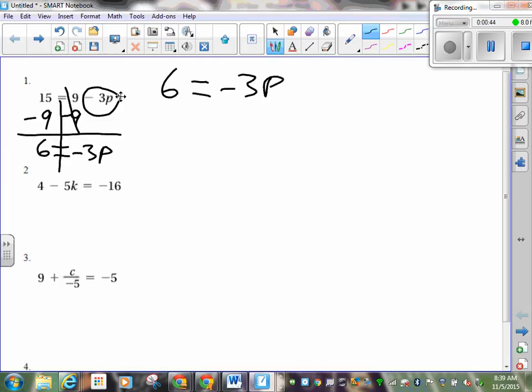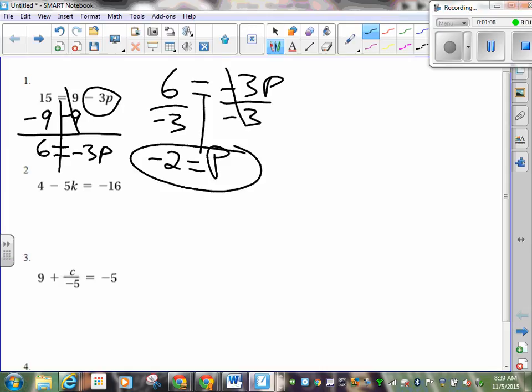Negative 3p. When I have a number next to a letter, what do I have to do? Just shout it out. Divide. Anyone disagree? Excellent. Divide by negative 3. 6 divided by negative 3 is negative 2. Those cancel. P equals negative 2.